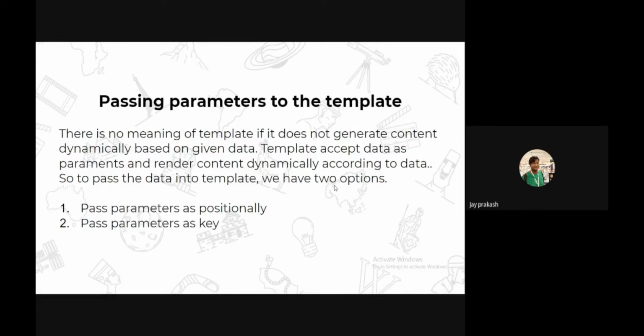To pass the data into the template, we have two options. I think I am clear on why we are passing parameters: we need to generate dynamic content through the template, and for that we have to pass some data. For that purpose we are using parameter passing. There are two ways to pass the parameters. First is passing parameters positionally, and second is passing parameters as keys.